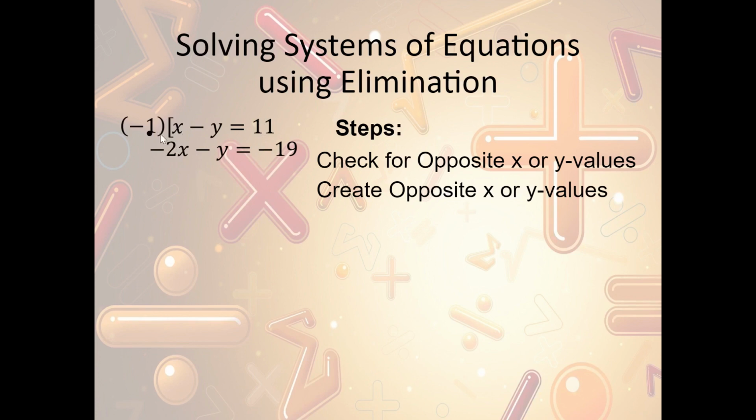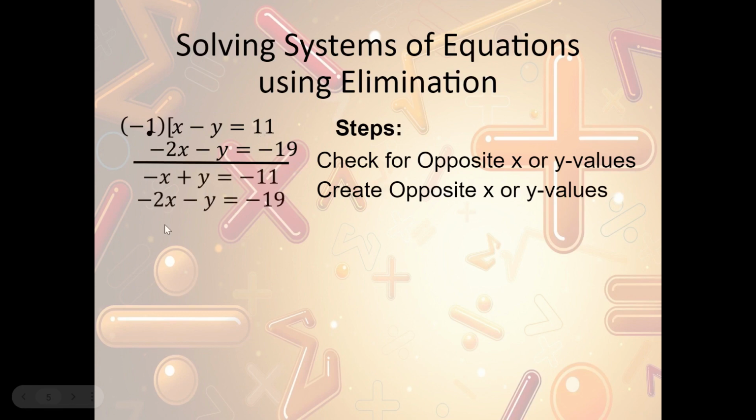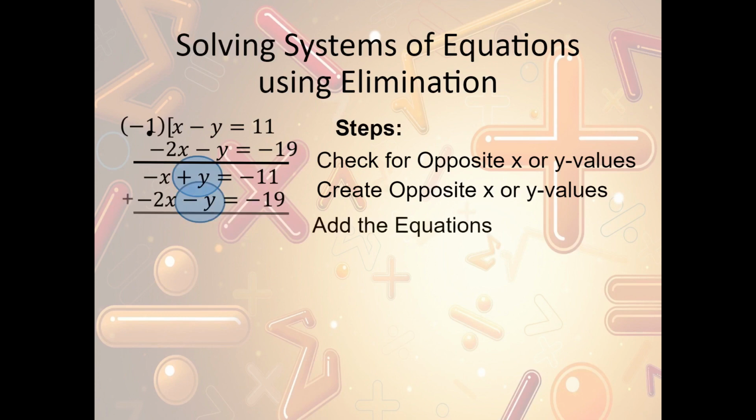Everything's got to get multiplied. So when we do that, we get negative 1 times x is negative x. Negative 1 times negative y is positive y. And negative 1 times 11 is negative 11. So what we're left with now is negative x plus y is equal to negative 11. And the bottom one didn't change. So now, notice we have opposite x and y values. So now we just follow the steps we did previously. So then we're going to add the equations together.